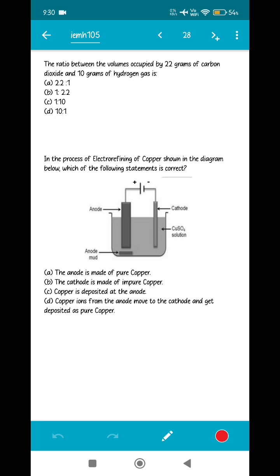The anode is never made out of the pure metal. The anode is always made out of the impure metal. So this is wrong. The cathode is made of the impure copper. Wrong, because cathode is made out of the pure metal. That's why it is very thin. Copper is deposited on the anode. No. From the anode, the ions of the metal are going to be released and then they are going to get deposited on the cathode. So the correct option will be option number D.